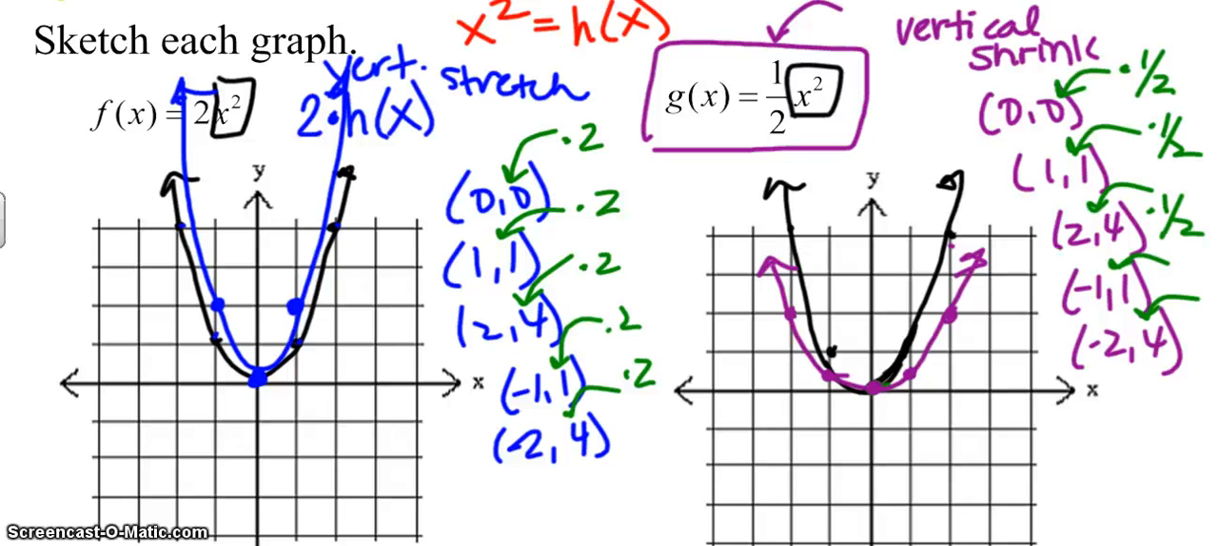So I started by plotting the parent points all in purple, and then I multiplied each one of those y values by 1/2. So my graph took a vertical shrink. It was shorter than the black one that's drawn there. So again, vertical happening outside the function affects the y values. So after you have your y values plotted, you can just apply that by multiplying each y value by 1/2, or by 2 in the case of the blue one.